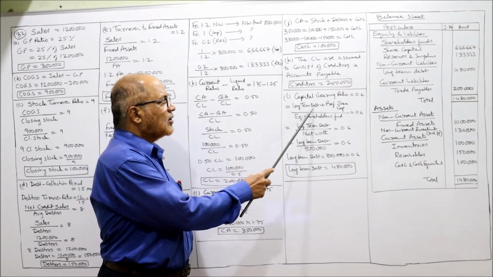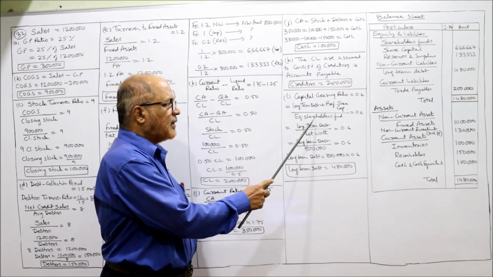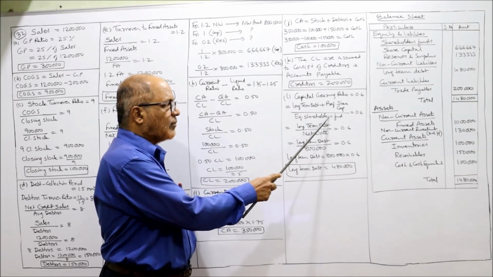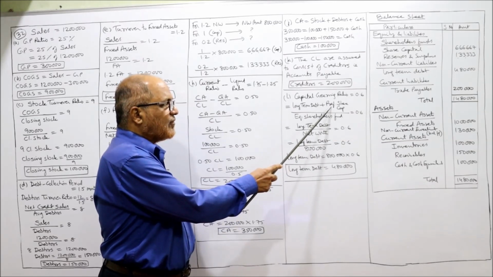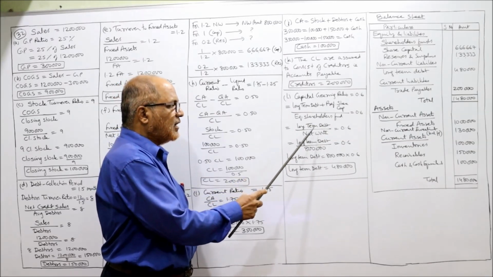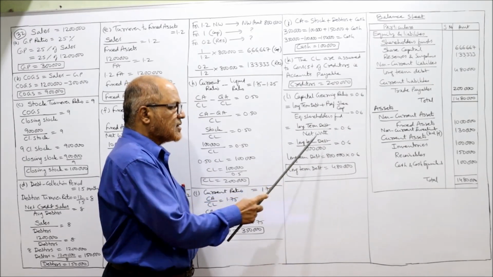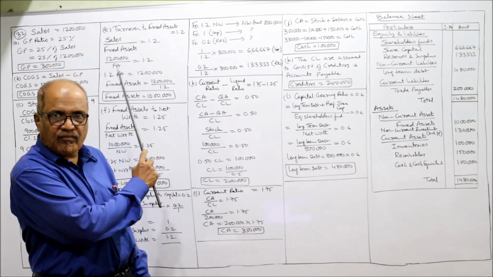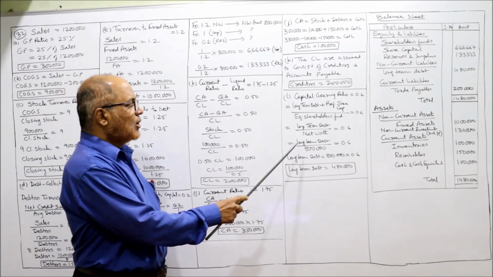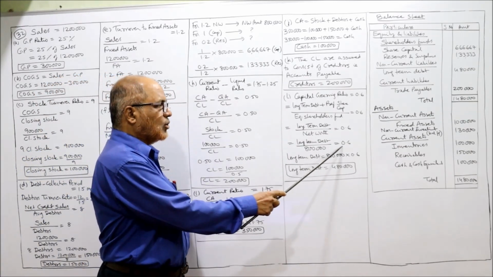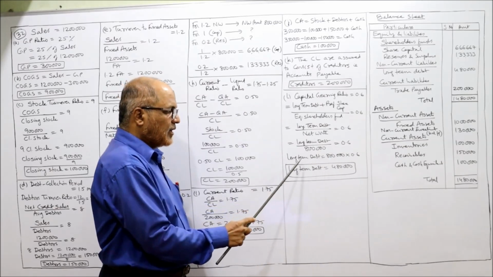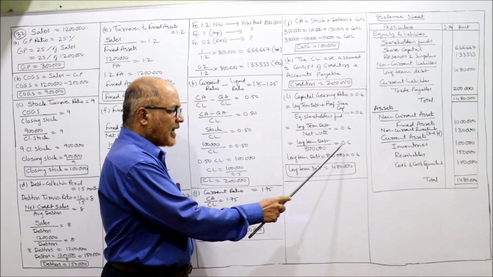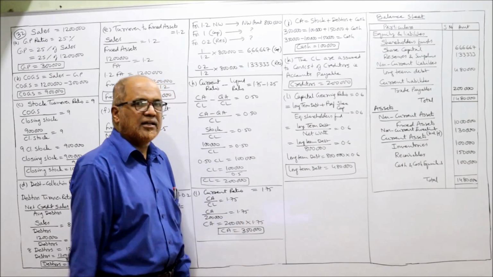So here, long-term debt plus preference capital divided by equity shareholders fund is the original formula. But we assume there is no preference capital. So long-term debt divided by net worth is equal to 0.6. Net worth is 8 lakh rupees, already we have calculated. So long-term debt divided by 8 lakh is equal to 0.6. Now cross multiply. Long-term debt is equal to 8 lakh into 0.6, that is 4,80,000.